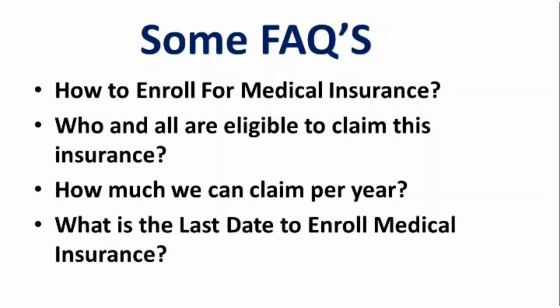Now, who all are eligible to claim this insurance? As I told earlier, father, mother, your husband or wife, brother, sister, children. How much can we claim per year? For group member cover, the maximum amount will be 2,50,000. I have seen almost 2,50,000 only for all the people. You can see in your salary slip, monthly you will pay 1,250 rupees.